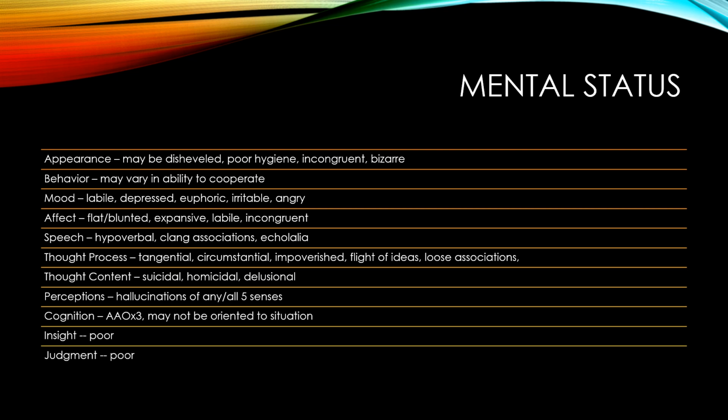Speech can be hypoverbal. They can have clang associations, echolalia, where they repeat what you're saying. Thought processes could be tangential, circumstantial, impoverished, flight of ideas, loose associations. Their thought content, they could be homicidal, suicidal, delusions, hallucinations, perceptions, hallucinations of all five senses, cognition. They could be alert and oriented, but they may not be alert and oriented. Insight typically is poor, judgment's typically poor.